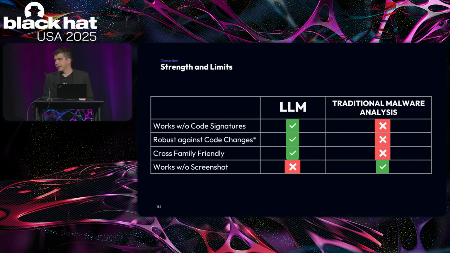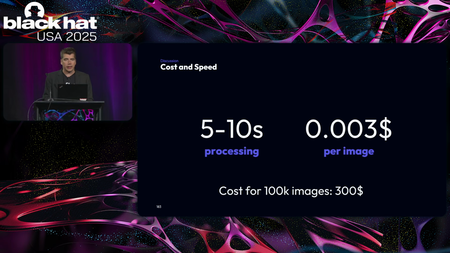Here's the table summarizing it. Now you're asking, how much does this cost, right? You're spending all that LLM money. So it takes 5 to 10 seconds to process a screenshot, and it's 0.3 cents per image. All of the prompting, the 2 layers, everything included is about 0.3 cents per image. And with cloud, this is likely to go down, and the results are probably going to improve with the new models and everything.